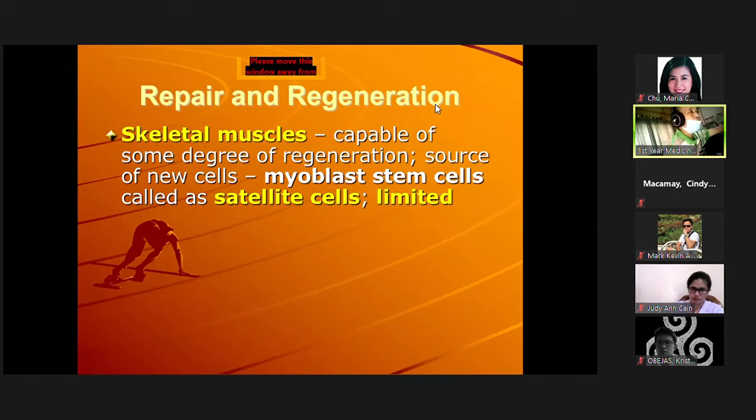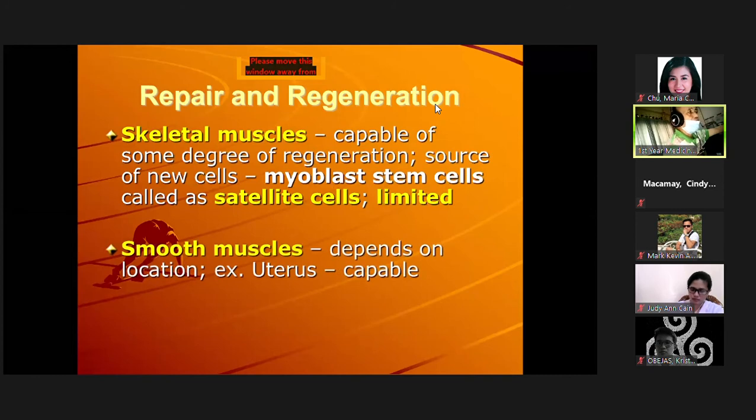Capable of regeneration, some degree. Smooth muscle depends on the location of the muscles. For example, the uterus is capable of regeneration and repair. If you have a CS, the smooth muscle of the uterus will be repaired, so you can have another pregnancy. So it is capable, depending on the locations or the organs.